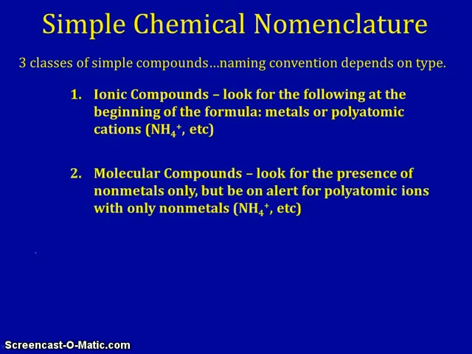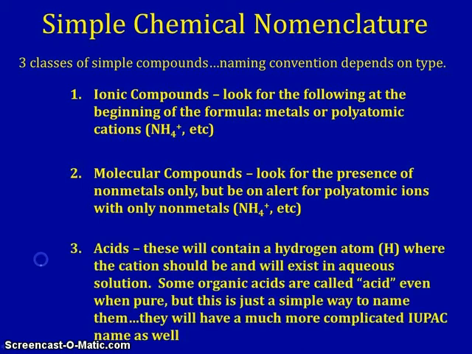Second classification will be molecular compounds. These will only contain non-metals in their formulas, but you have to be careful. Sometimes you can have ammonium in a compound with something like chloride that will be all non-metals but will still be ionic. So you have to kind of use your judgment on that.